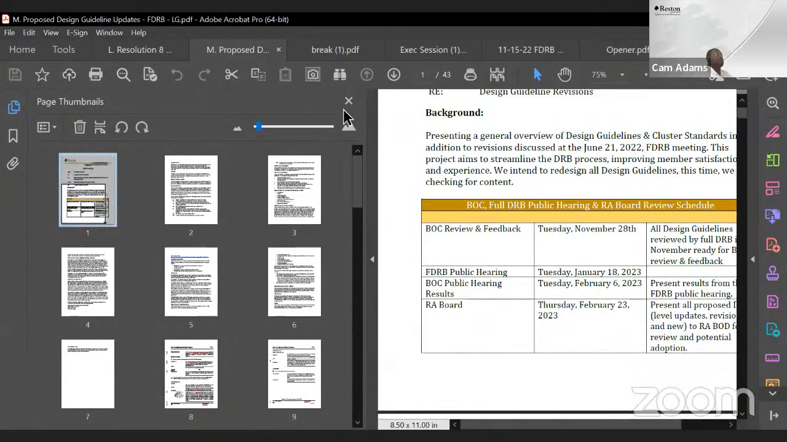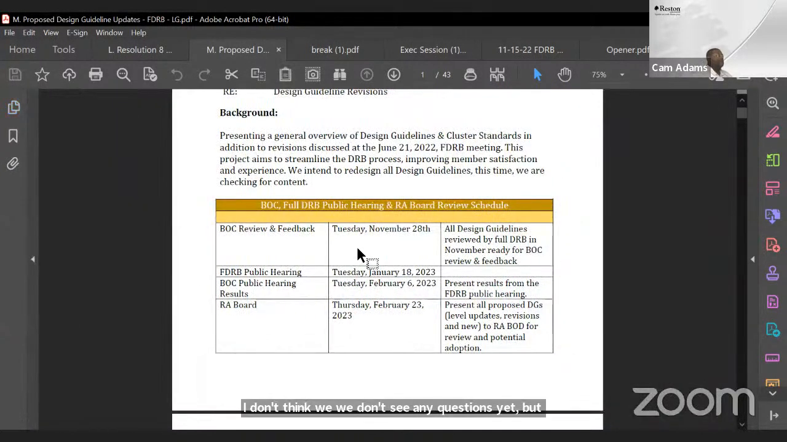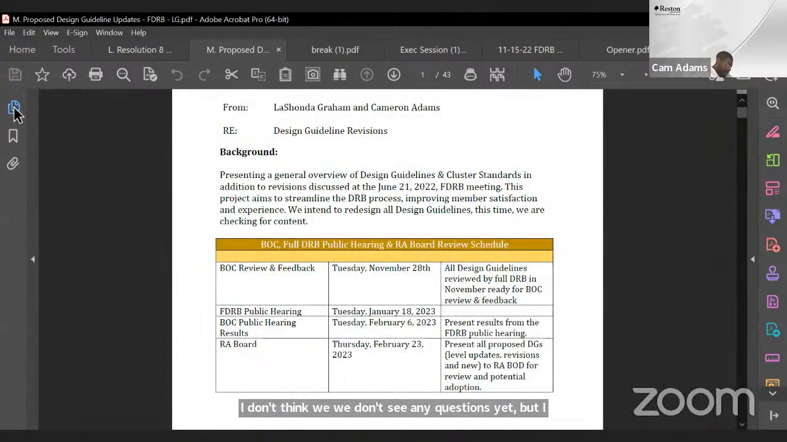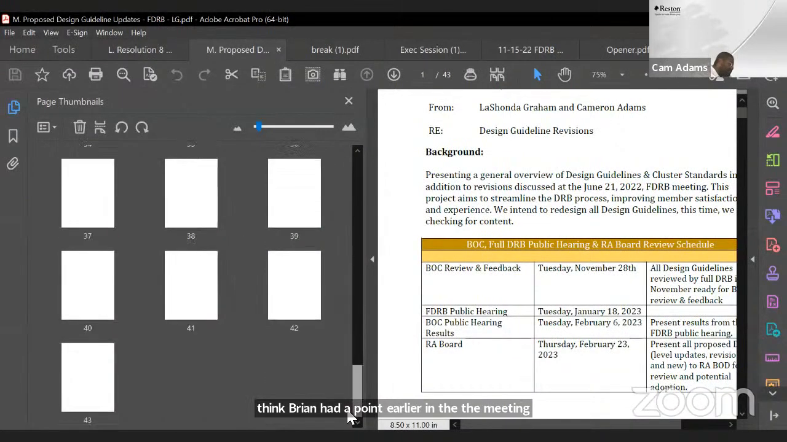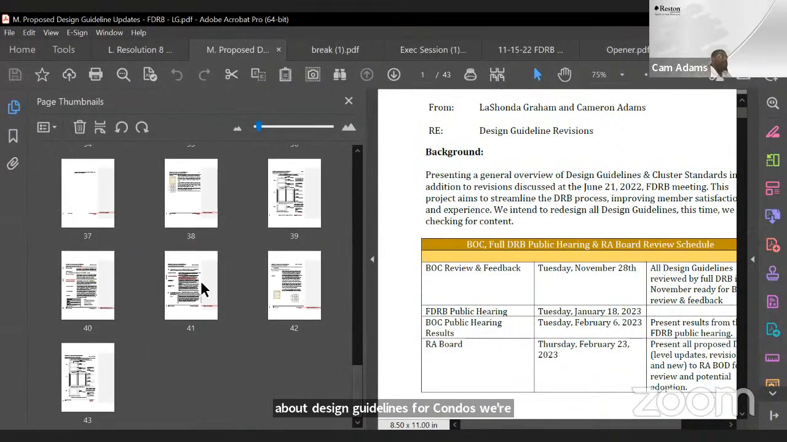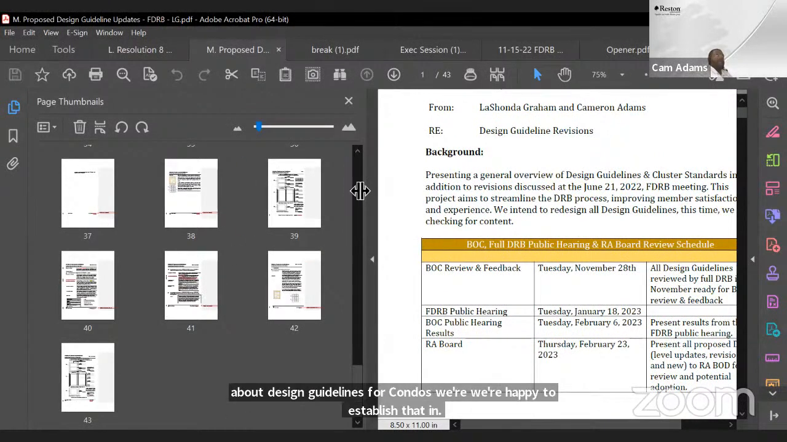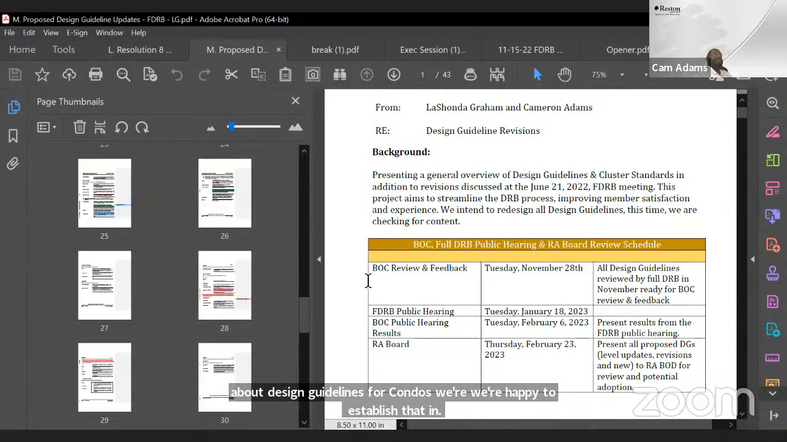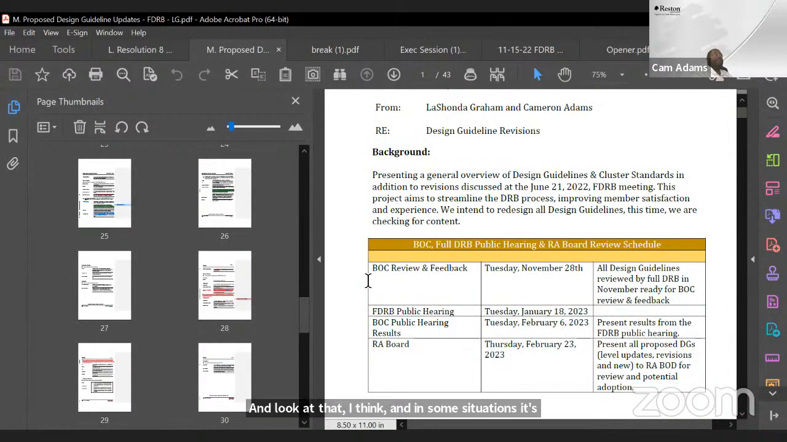I don't think we see any questions yet, but I think Brian had a point earlier in the meeting about design guidelines for condos. We're happy to establish that and look at that. In some situations it's easy to just do a copy paste situation for our existing guidelines and just slap condo on it. And then have you all look at it to see if there are some changes that you would like to see in terms of specific condo nuances that might be present.